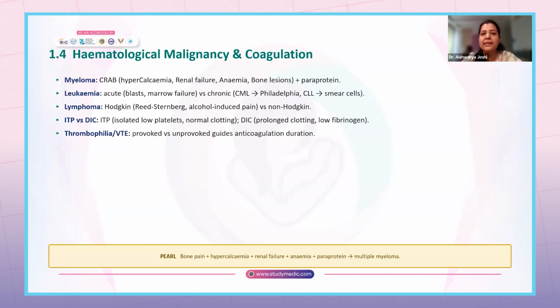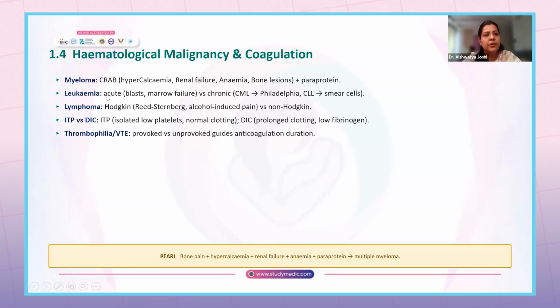Coming to hematological malignancy and coagulation. Most important for MRCP, myeloma. Myeloma is represented with a mnemonic. We study it as CRAB. C is hypercalcemia due to bone lysis. Renal failure due to the protein getting accumulated as casts in the renal tubules. Anemia and bone lytic lesions. CRAB along with paraproteinemia is a feature of multiple myeloma.